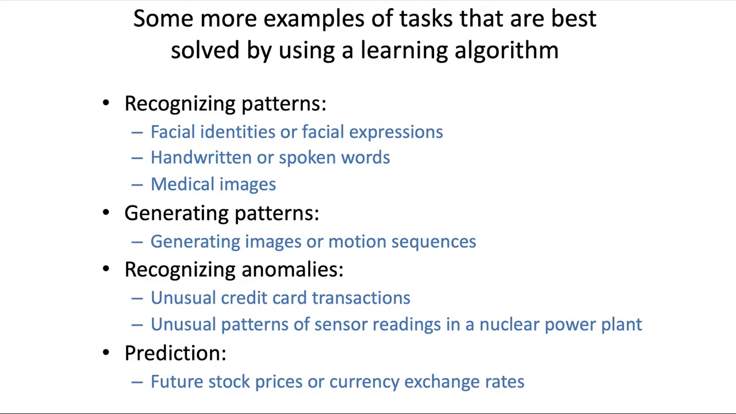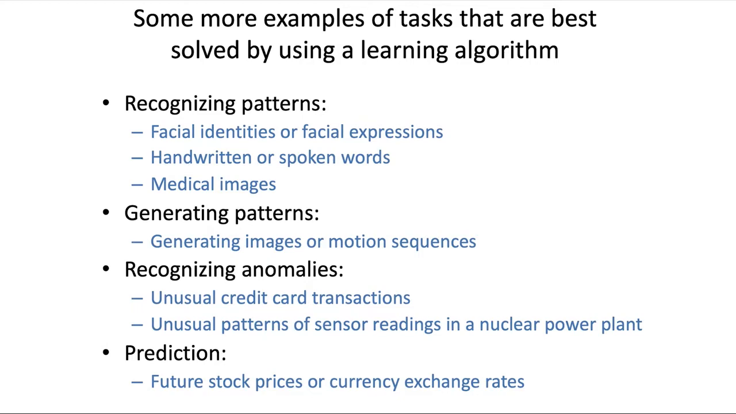Here are some more examples of tasks that are best solved by using a learning algorithm. For example, recognizing patterns. This is a very broad task, and there are lots of subtasks that qualify, for example, facial identities or facial expressions, recognizing handwriting or spoken words, or medical images. These are all tasks where our algorithm is trying to recognize a pattern or a certain trend. The next example is generating patterns. In this case, an example is generating images, motion sequences, or human faces that never existed. These can be solved with special machine learning and deep learning algorithms such as GANs, generative adversarial networks, which we'll talk about in later videos in this series.